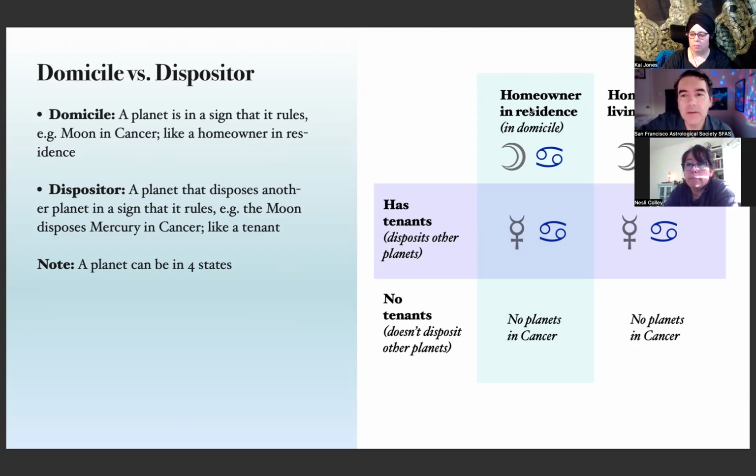The homeowner can also live somewhere else. So let's say the moon is in Gemini, doesn't have domicile dignity, and Mercury could be there. So now she doesn't have that power, but she still owns Cancer. She's always going to own Cancer. Jupiter's always going to own Sagittarius. I'm sorry for the capitalist real estate metaphor, but that was the best thing I could come up with.